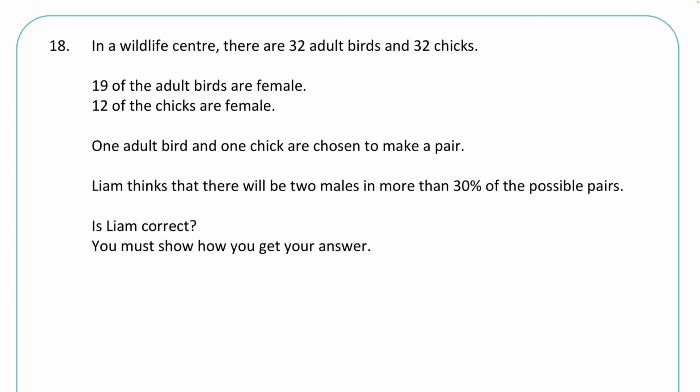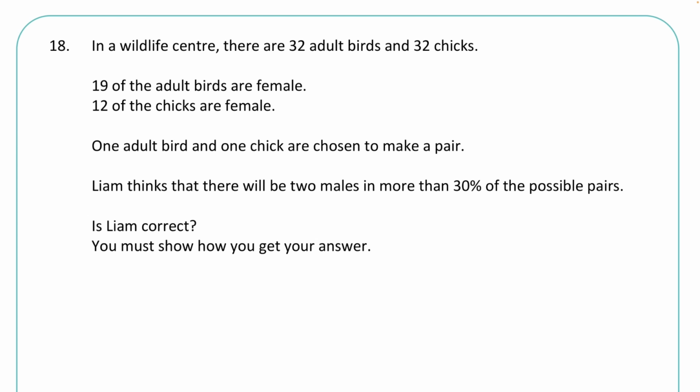Okay, so this question here says, in a wildlife centre, there are 32 adult birds and 32 chicks. 19 of the adult birds are female, 12 of the chicks are female. 1 adult bird and 1 chick are going to be chosen to make a pair. Liam thinks that there will be 2 males in more than 30% of the possible pairs. Is Liam correct? You must show how you get your answer.